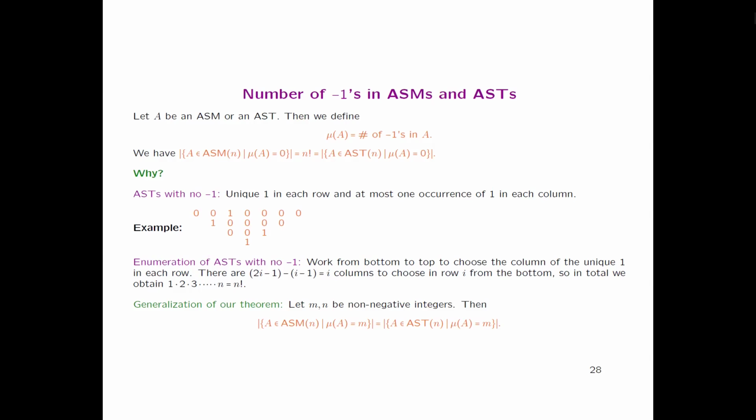So let's do that. Let's enumerate alternating sign triangles without -1. Well, what is an alternating sign triangle without -1?